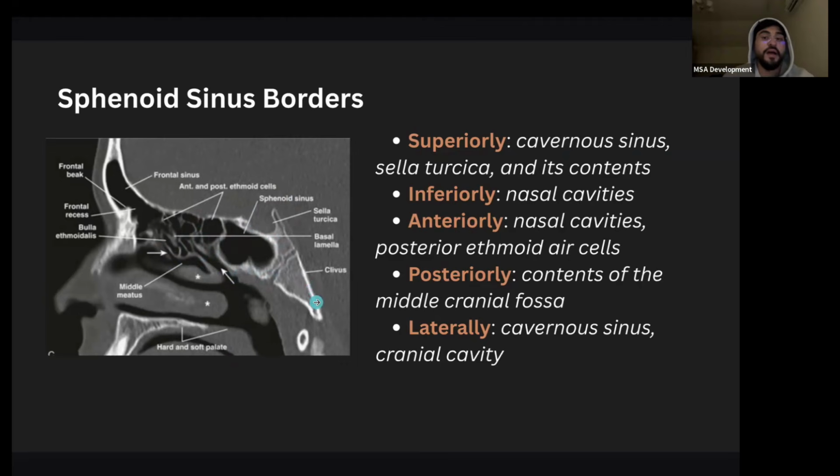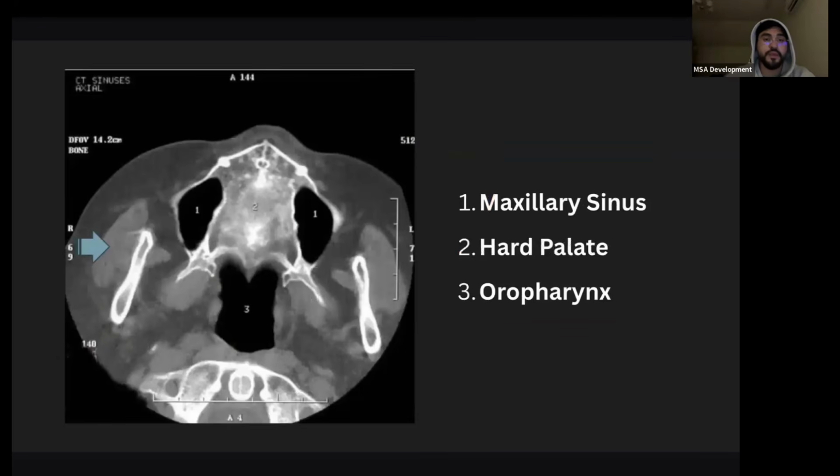Okay. I don't think you're going to be asked these, but you need to be able to pick it up on a lateral view of a radiology scan. Okay, so it's right here. How would you know? I'd also just look at the sella turcica right here, and I just pick it up. It's the closest thing to the cranial cavity. Okay, so this is going to be your maxillary sinus. It's the largest sinus, right? This is going to be your hard palate, and this is going to be your oropharynx.